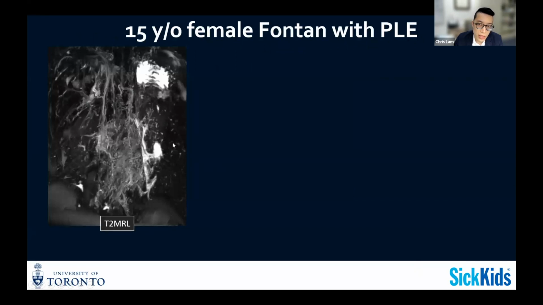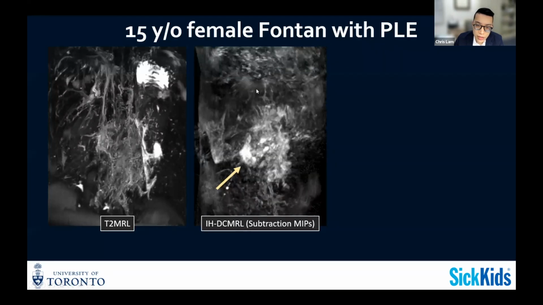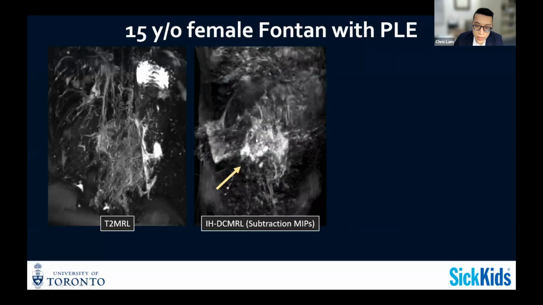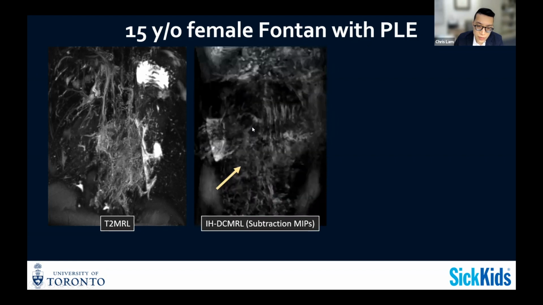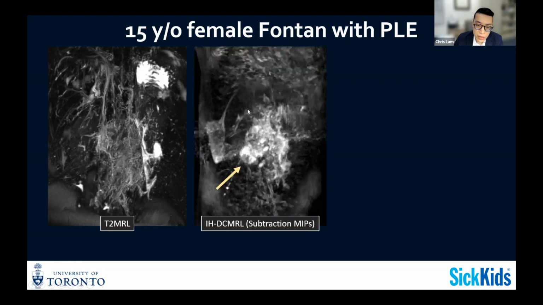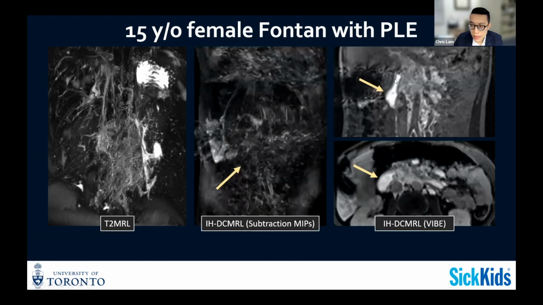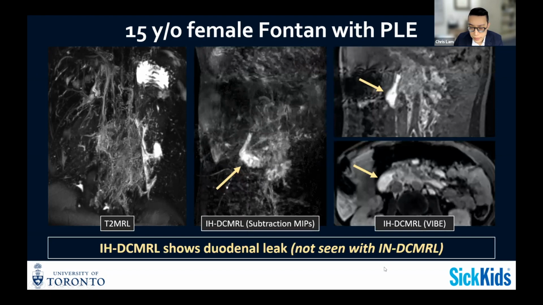So here's a T2 MRL in the patient with PLE. You can see significant mesenteric and periportal lymphatic congestion. When we inject into the hepatic lymphatics, there is very, very quickly retrograde flow into the mesenteric region and frank extravasation of gadolinium out of the liver lymphatics into the duodenum here. So on source images, you can see that this gadolinium is completely filling the lumen of the duodenum.